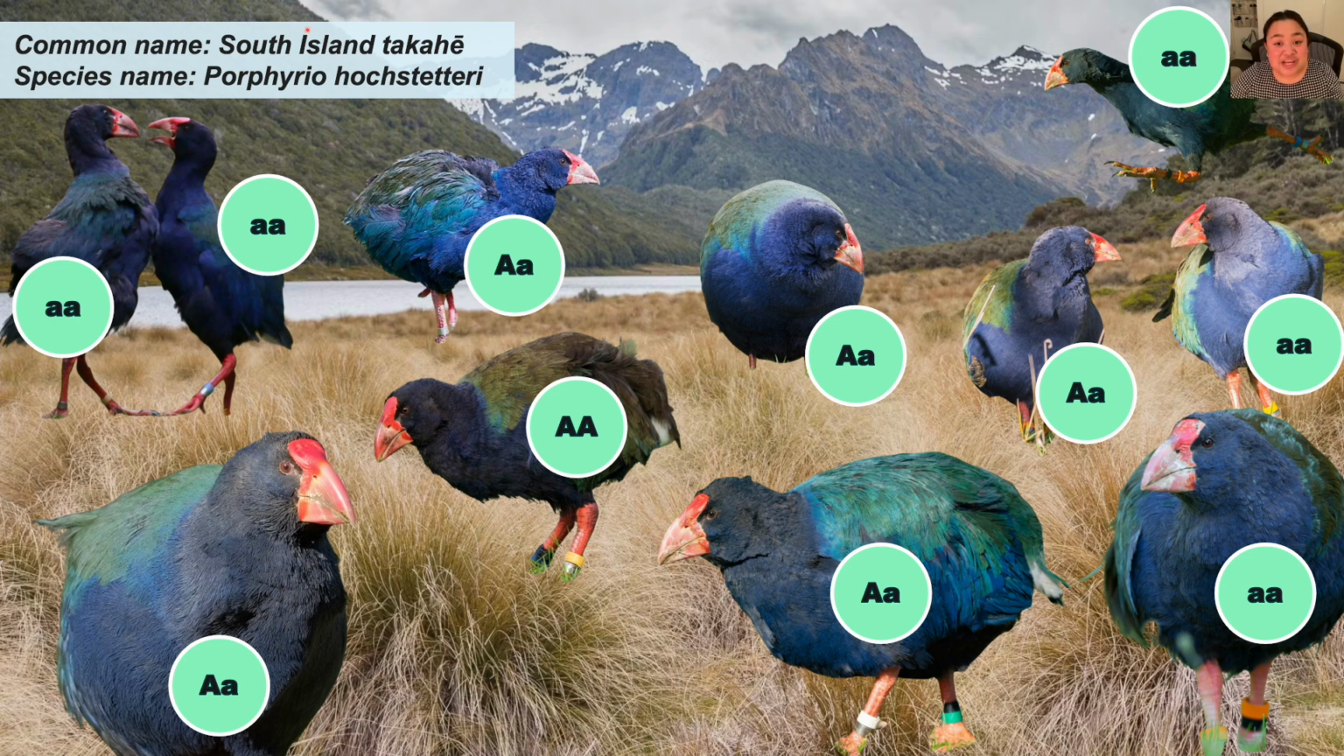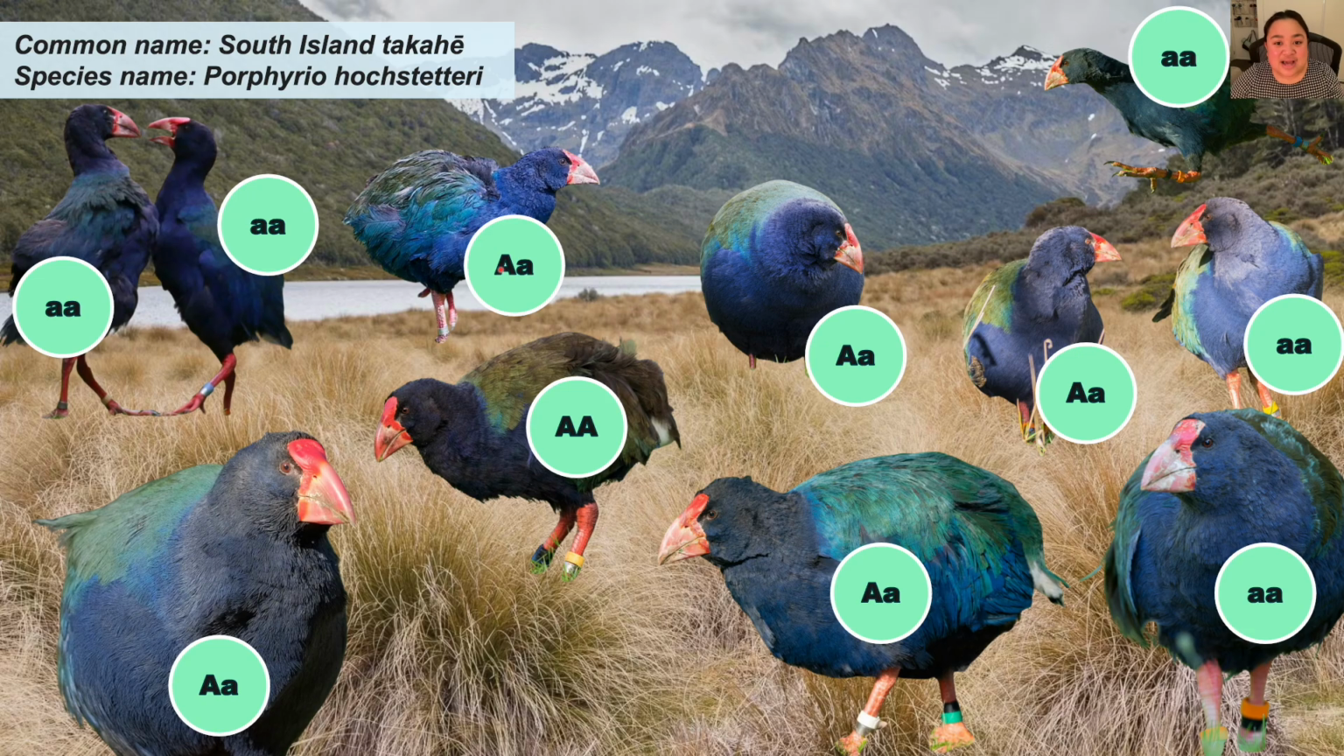I'm going to make up a gene with two alleles, let's say gene A with the big A allele and the little a allele. The takahe gene pool here is made up of every single allele present in this population of 11 takahe. So this takahe gene pool has 22 alleles in total, 7 big A alleles and 15 little a alleles. In this gene pool, we can say that there is some genetic diversity because there are two alleles present in the gene pool.